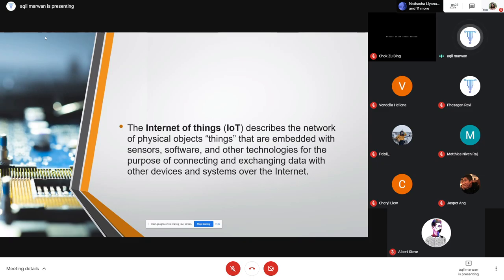So things have evolved due to the convergence of multiple technologies that have been used in our daily basis. Real-time analytics, machine learning, commodity sensors, and also embedded systems are some of the systems that we have been using for quite a while now. And traditional fields of embedded systems, such as wireless sensor networks, control systems, automation, including home and building automation, and others all contribute to enabling the Internet of Things.